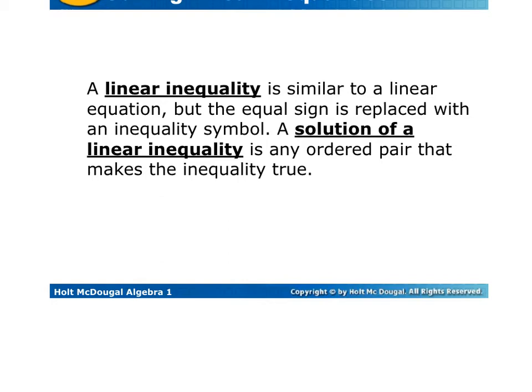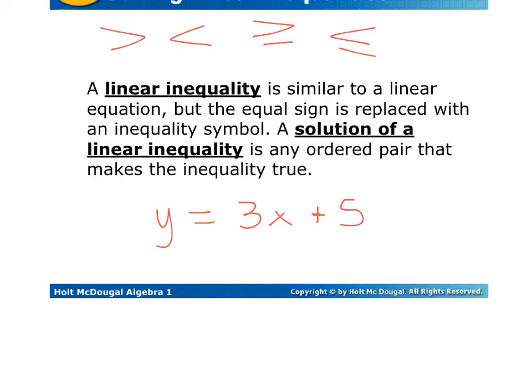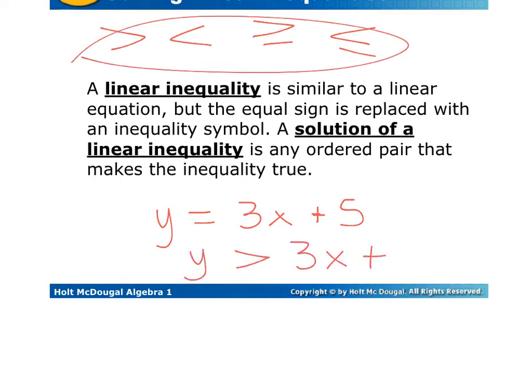Basically it's similar to an equation, but the only difference is we're going to replace the equal sign with one of these symbols. So instead of y = 3x + 5, just a random equation here, it'll be one of these symbols and then the rest. So a solution is going to be any ordered pair that makes the inequality true. And we're going to do the checks like we did before.